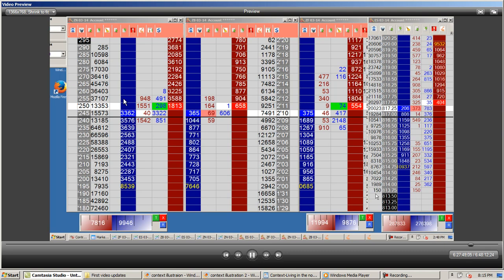What ends up happening here is they start to buy all three markets, the 10, the 30, and the 5. Right there, they buy them.